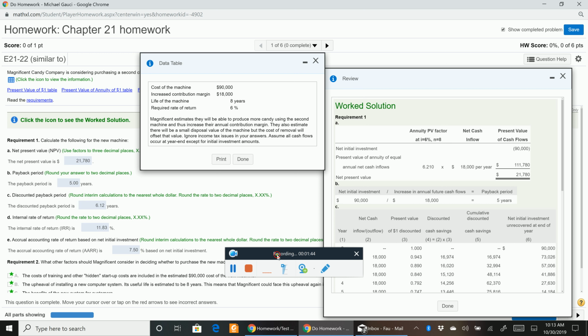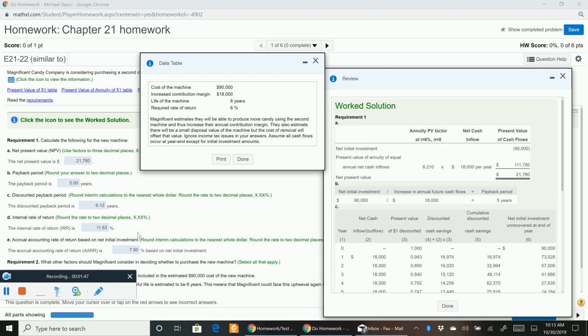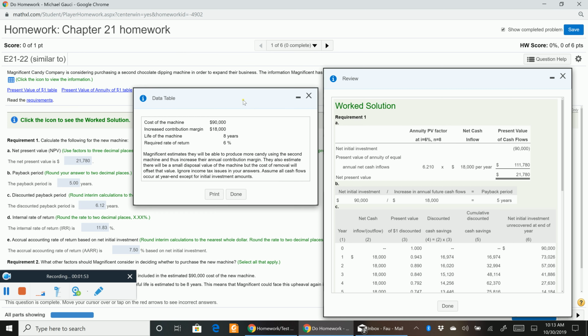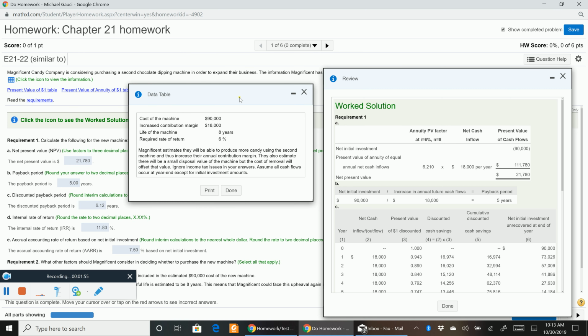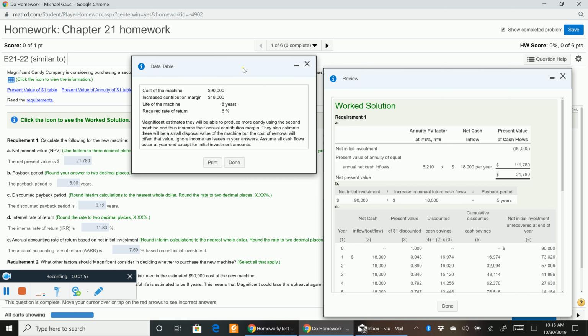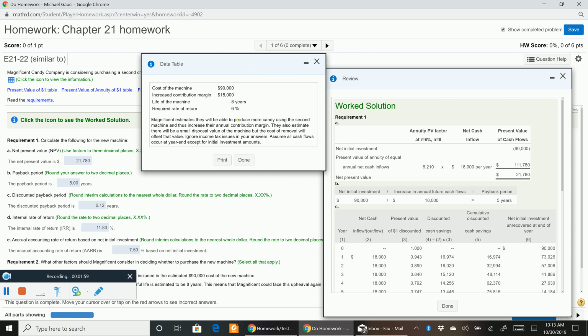So with that little introduction, let's take a look at this first situation. We have a candy company, and they are considering purchasing a second chocolate dipping machine to expand their business. If they do so, I'm over here in the data table, you can see me circling it with my cursor, the cost of the machine is going to be $90,000. They will have to spend that today. That is a cash outflow right now.